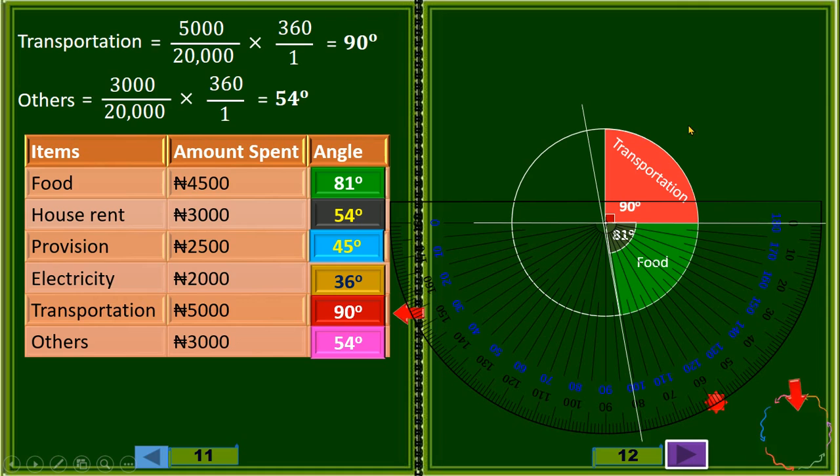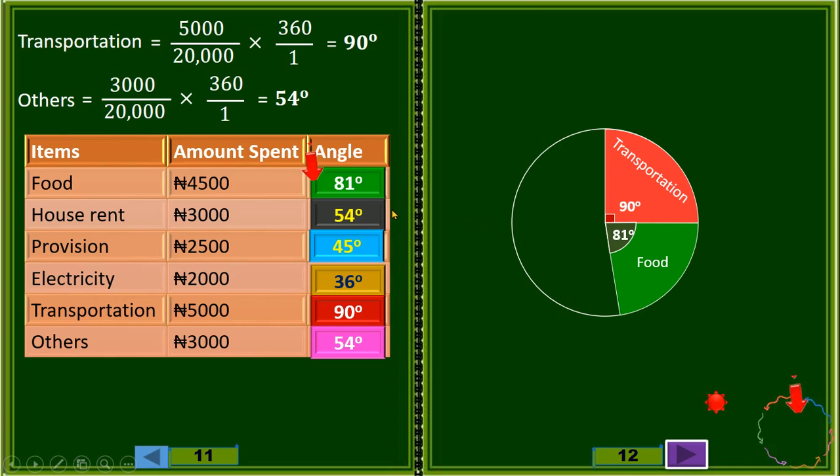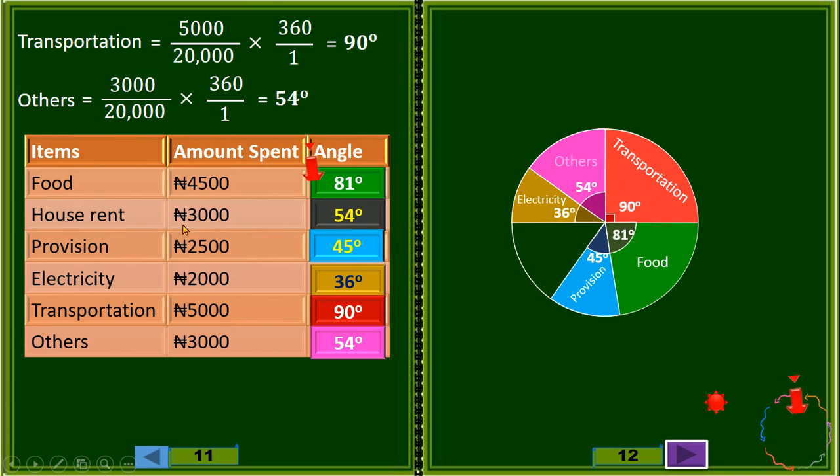Now, having shown you with the protractor how to get the first sector for transportation and the next sector for food, we are going to go straight to fill in the sector for provision, 45 degrees, then the sector for electricity, 36 degrees, and then the sector for others, 54 degrees, and finally the sector for house rent, 54 degrees also. This gives us the pie chart, because the question says we should represent the information in a pie chart.